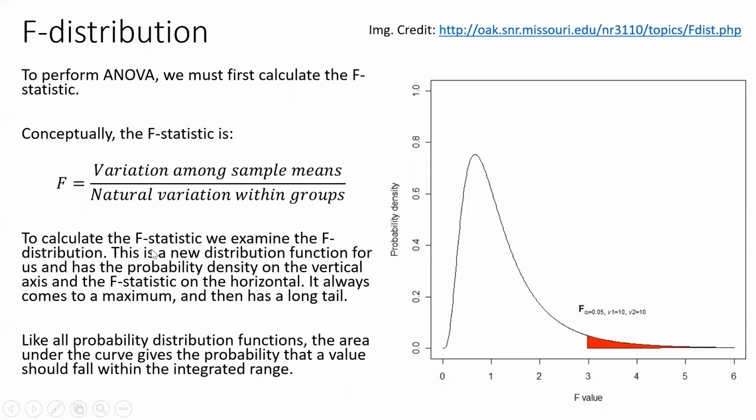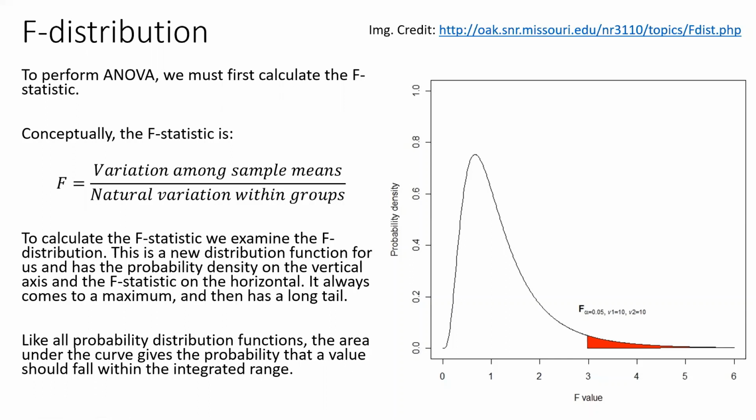So to calculate the F statistic, we examine this F distribution. It is a probability distribution function. It's a new distribution function we haven't learned about yet in this class. You don't really need to worry too much about the expression for the F distribution function. You just are going to use it to determine the answer to this yes or no question. So it has the F value along the x-axis and the probability density along the y-axis. It's a probability density function, so that means if we integrate this function from 0 to infinity, we're going to get 1.